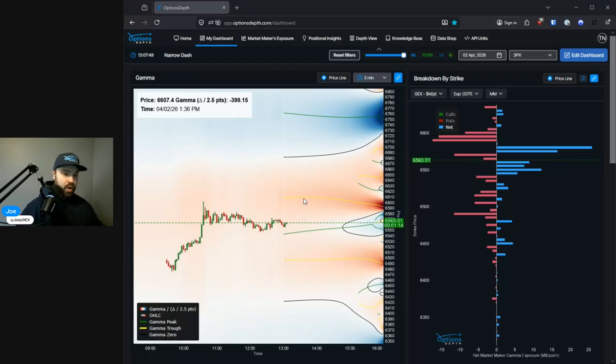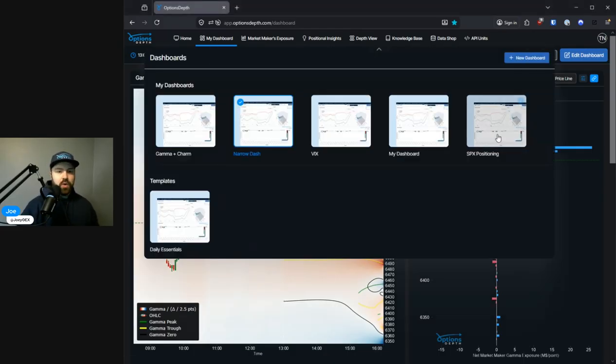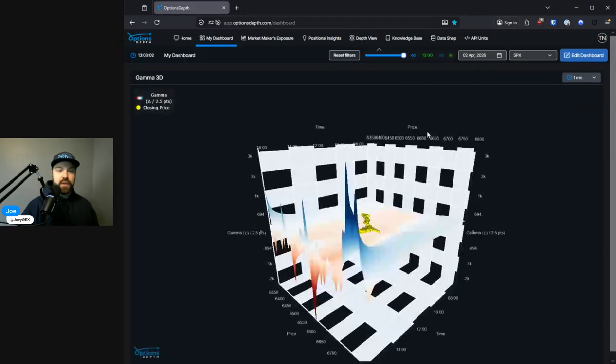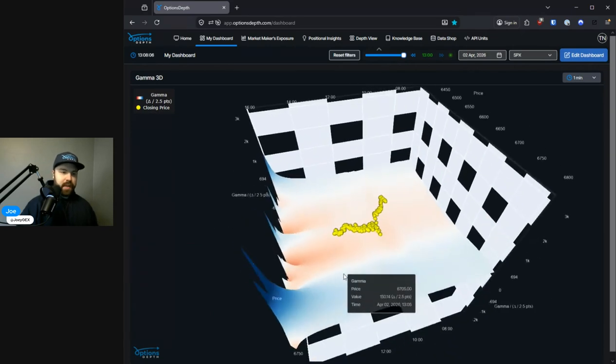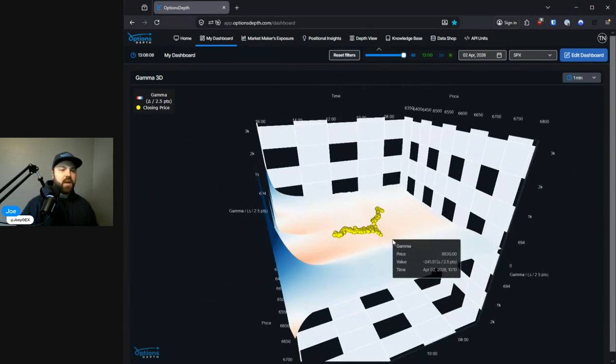First and foremost, you have two basic gamma concepts to understand: positive gamma and negative gamma. I'm going to show you what this looks like on this dashboard in a 3D image. Don't get scared, I know it looks like something out of the Matrix, but it's a very simple concept. Positive gamma means dealers are going to trade against price. Negative gamma means dealers are going to trade with price. That is the core of what you truly need to understand.